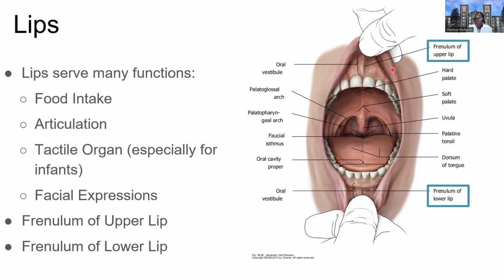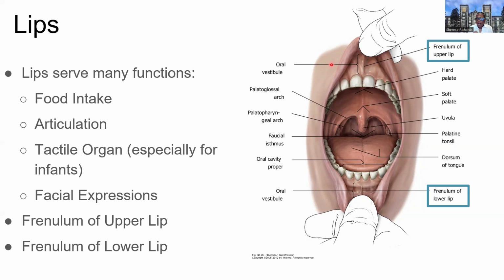So the lips are going to be the flap-like structures that lead from the oral vestibule. These are going to be really important in keeping the oral cavity closed, in bringing food into the oral cavity, in aspects of speaking and articulation, and then also as a tactile organ, especially for infants.